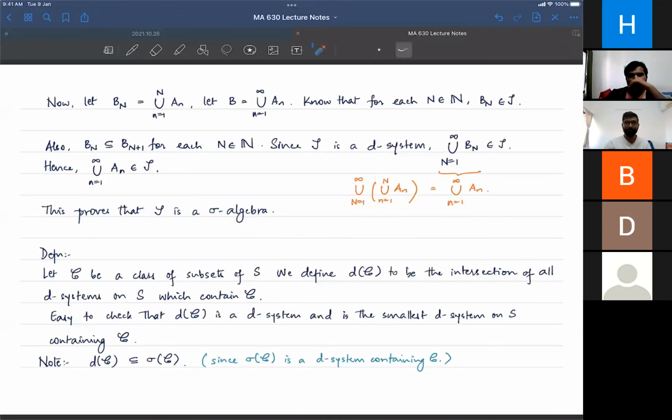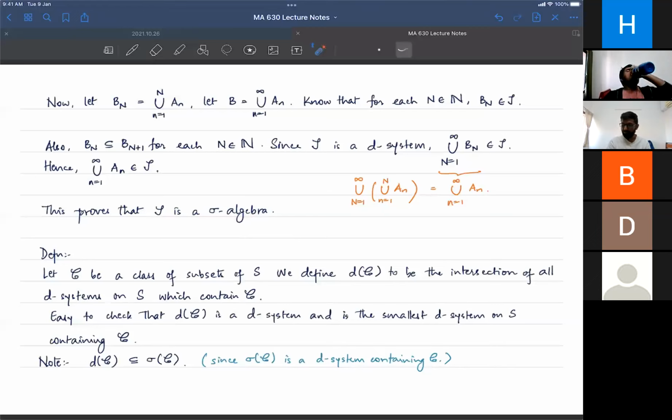So, if we look at it broadly, for a D system, the property that we had is that the sets are closed under countable unions if one set is contained inside the other. If in a D system I have a countable collection of sets, and the sets are sitting inside each other, and each of them belongs to the D system, then the union belongs to the D system.